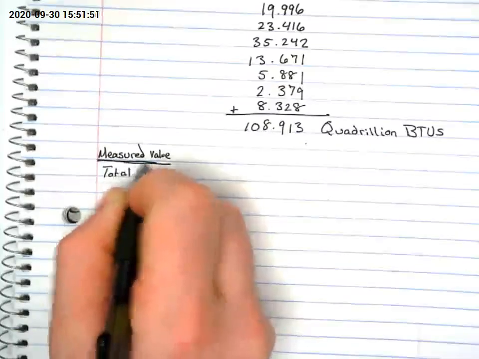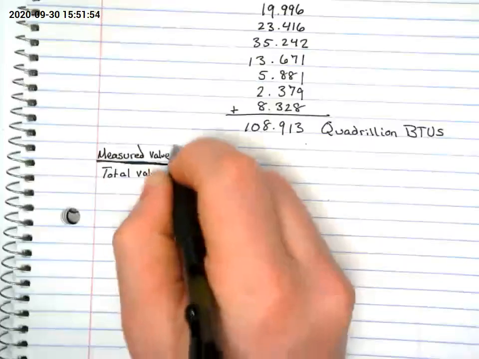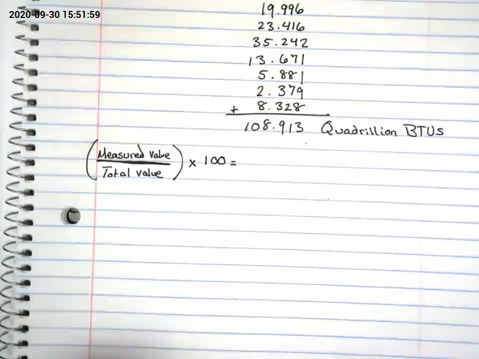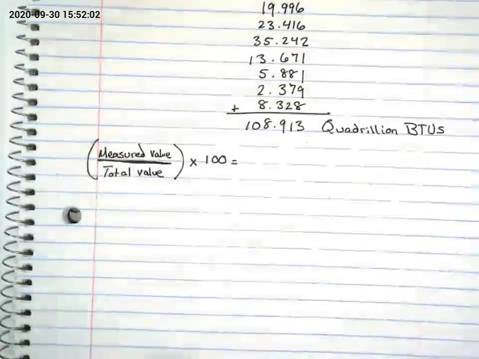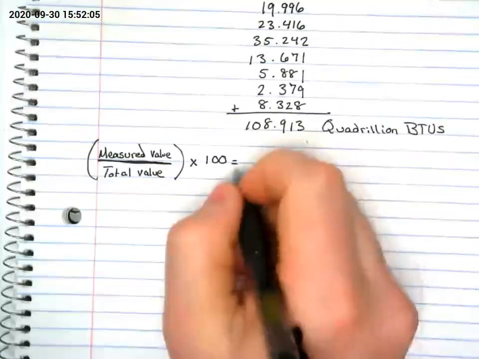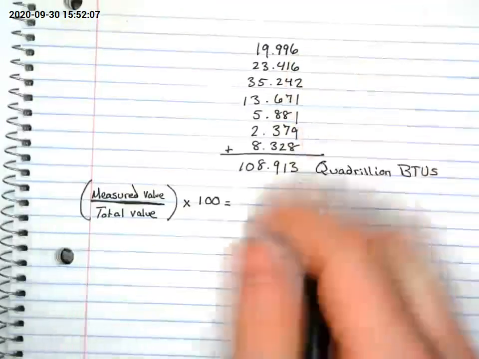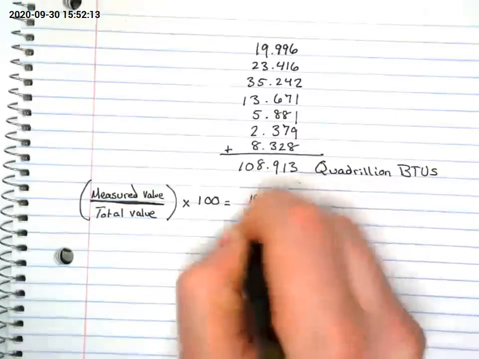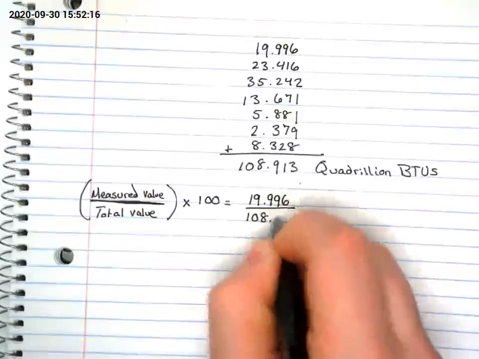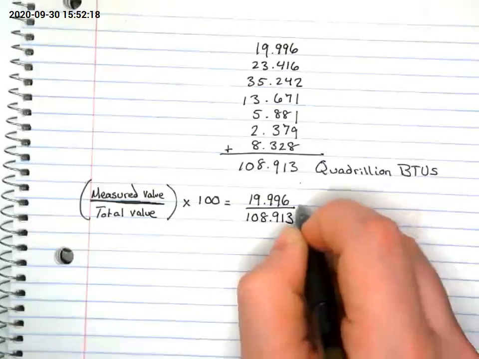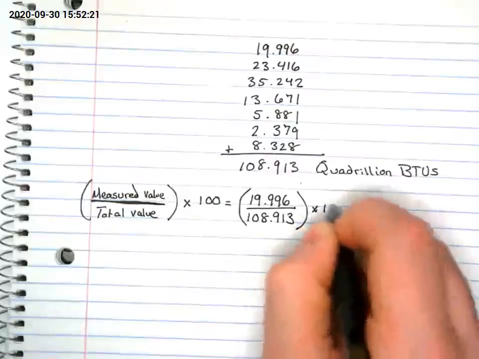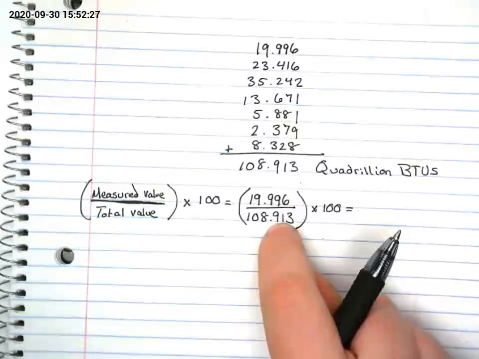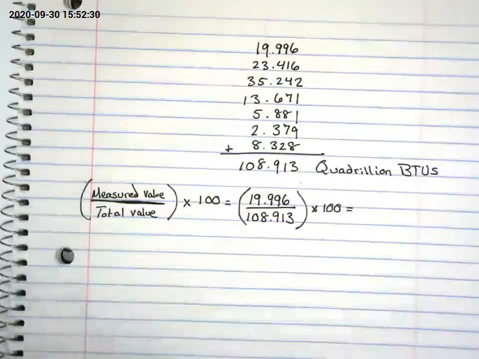You put that up top. This is going to happen first, and then you multiply it by 100, and then you get your percentage. So let's do one of them. Let's do the first one, 19.996. So it'd be 19.996 over 108.913, and then times 100. So first we're going to divide 19.996 by 108.913.